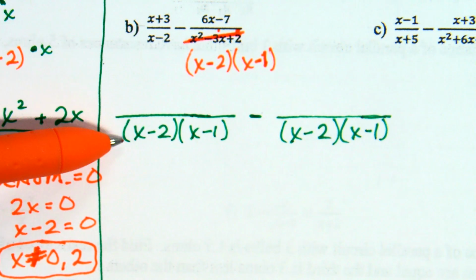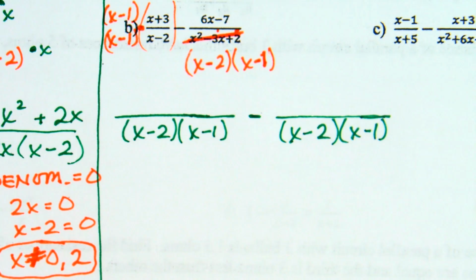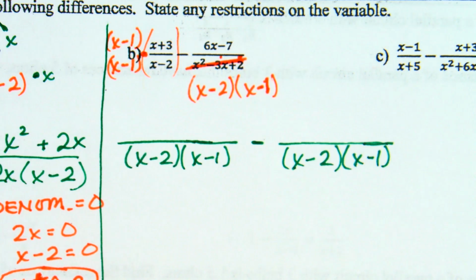Multiply by the missing x minus 1. Whatever I do to the denominator, we're doing to the numerator. How confident are you? Can we go ahead and multiply x minus 1 and x plus 3? FOIL, yep. Important to notice.